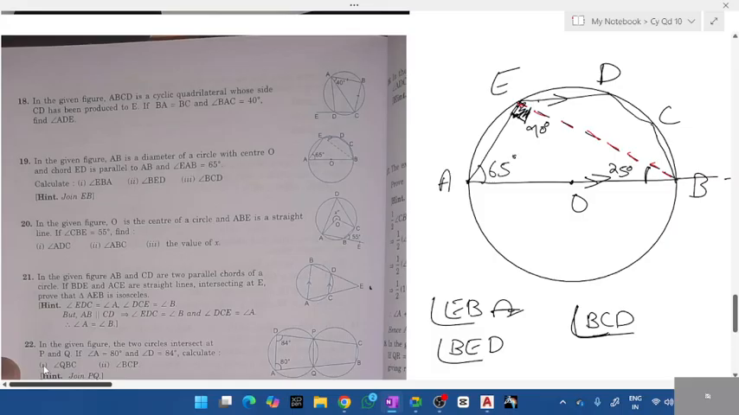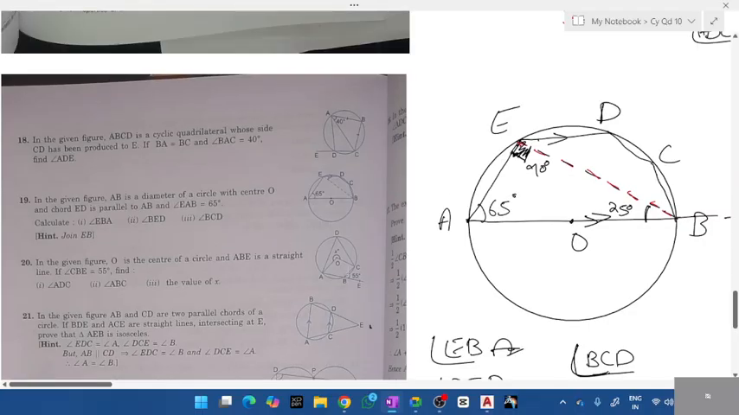Next, try the 20th question for homework. All of you look at the 20th question, students. What will be angle D? If angle CB is 55 degrees, what will be angle D? The exterior angle of a quadrilateral is 55, right? If it is 55, what is angle D then? 55 degrees, both will be 55.